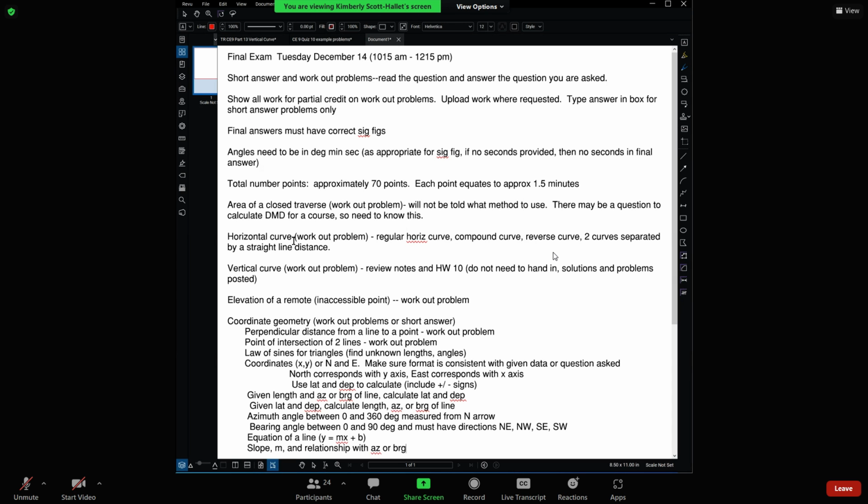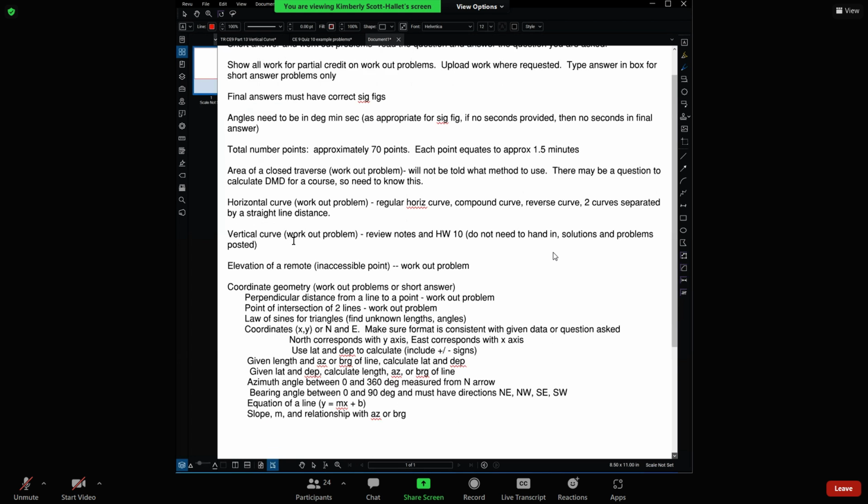I can ask you to create an equation of a line. I can ask you to use that equation of a line. So if I give you a point and I give you an X or a Y or a north or an east coordinate, you can find the other one. If I give you the equation of the line and I tell you it's so many feet long and I give you one coordinate, you should be able to find the other coordinate. So lots of different things I can ask you with relationship to that equation of a line.